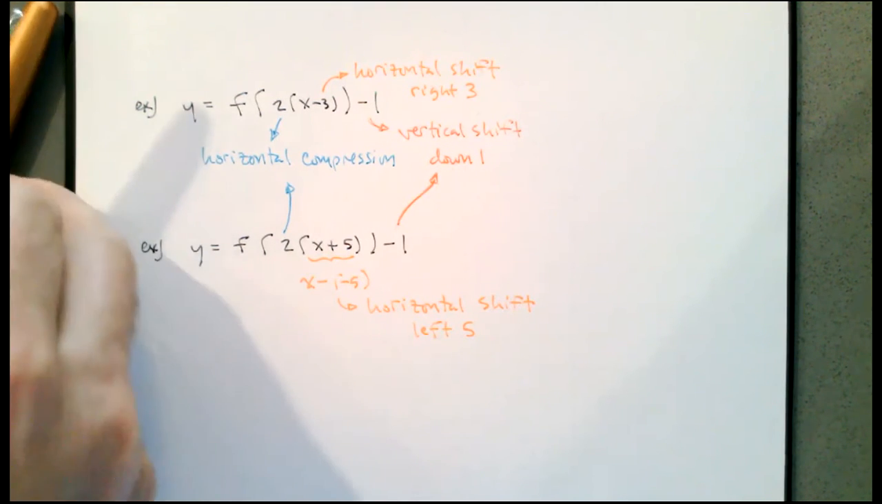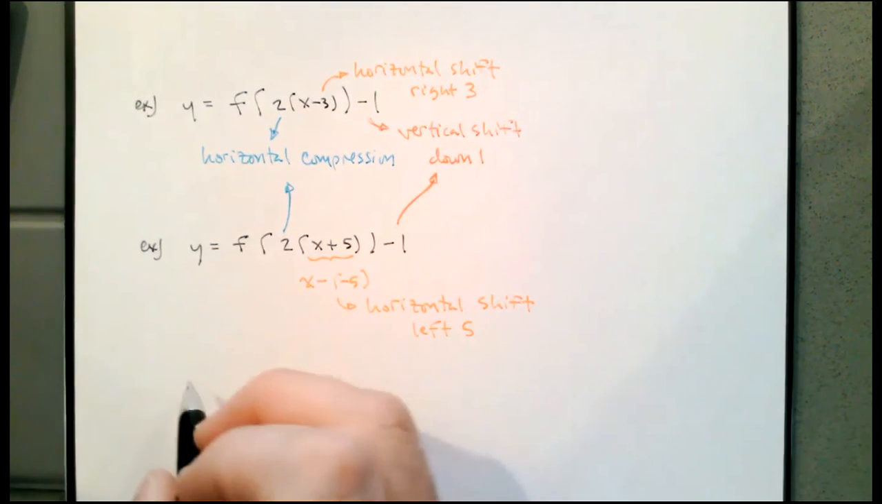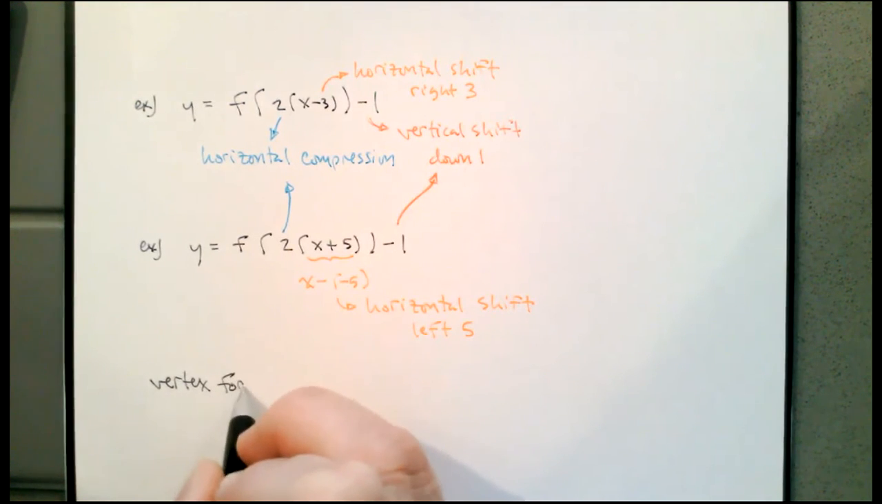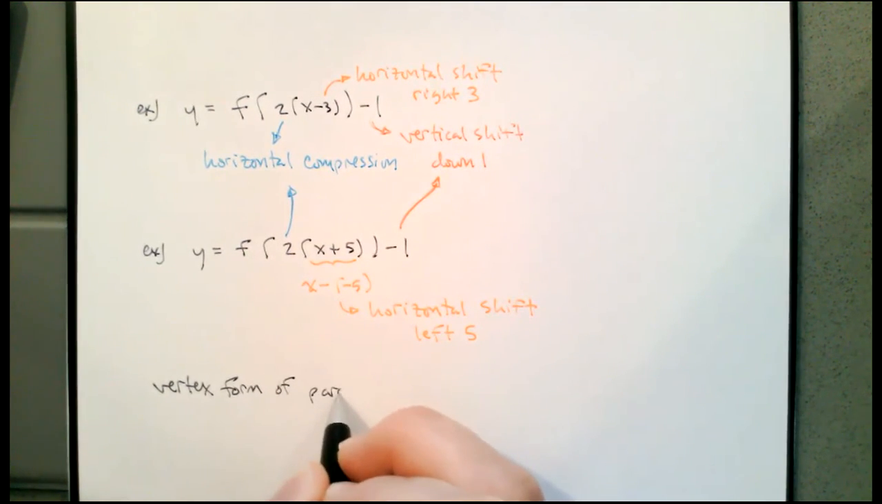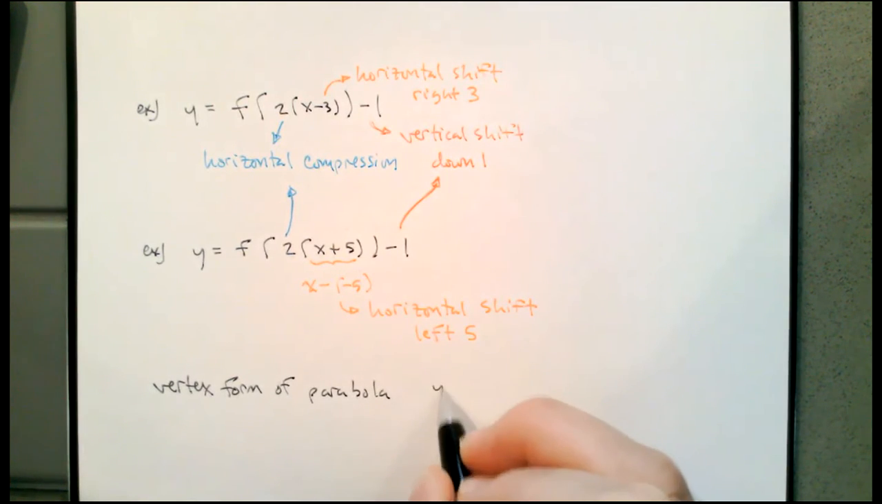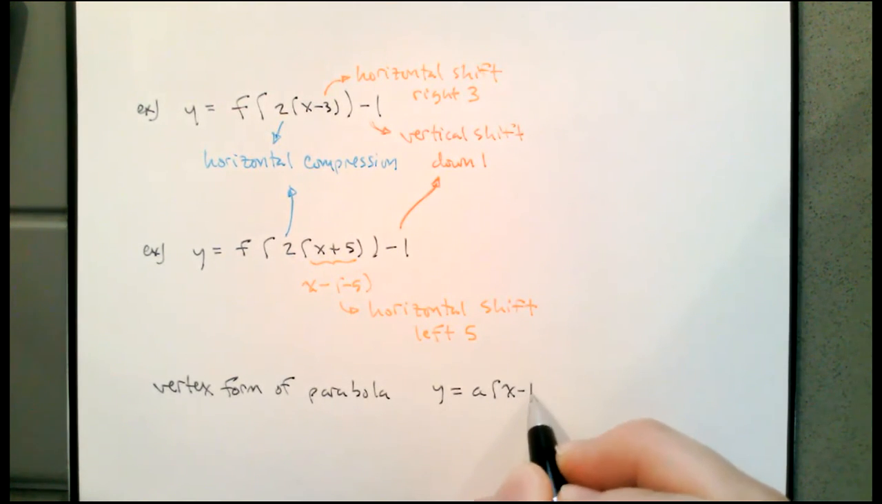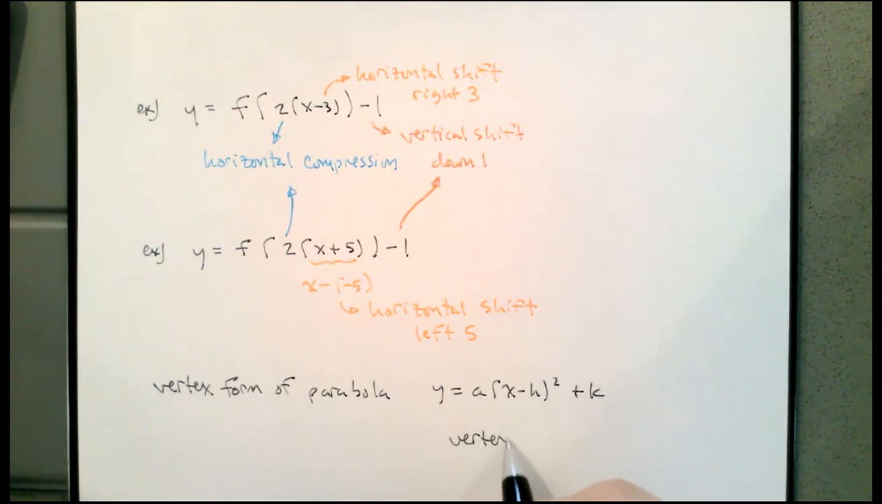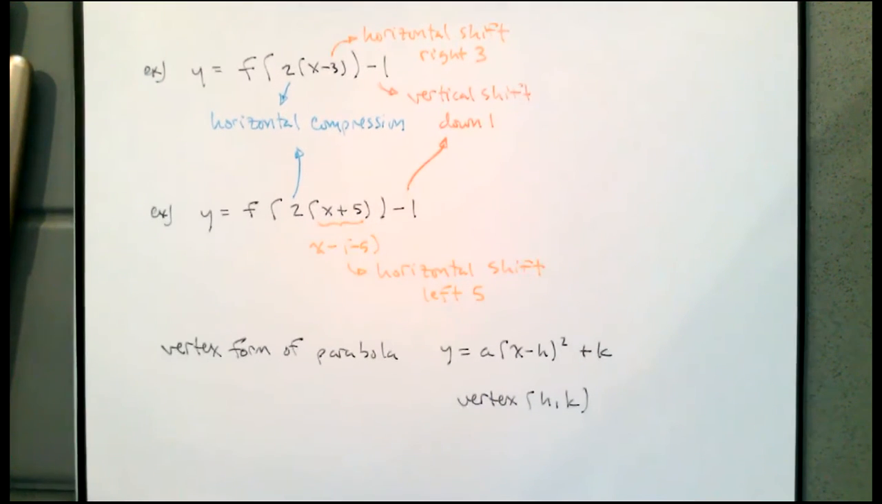This is related to some things that we've seen before. So if we think about the vertex form of a parabola, we have y equals a times x minus h squared plus k. And the vertex is (h, k). It's the same concept. The minus h shifts the vertex from 0 to h. The plus k shifts the vertex up to k.